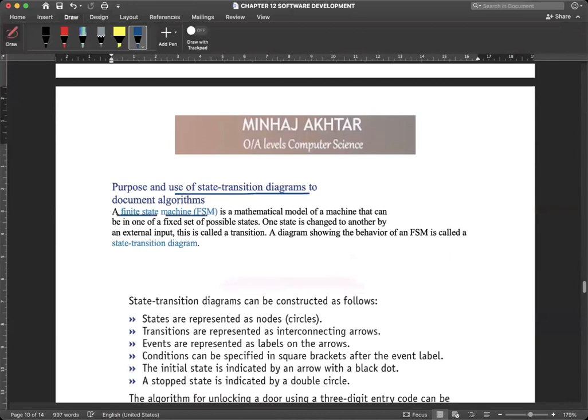A finite state machine, FSM, is a mathematical model of a machine that can be in one of a fixed set of possible states. What does it mean? Let me tell you. Let's suppose you have a machine and that machine is being operated by some inputs. Like if you have a kind of door which is protected by a key, like in a hotel. You have visited hotels, you have stayed in hotels. So for a room, the hotel management gives you a key or a card. You swipe that card into the machine and the door will open.